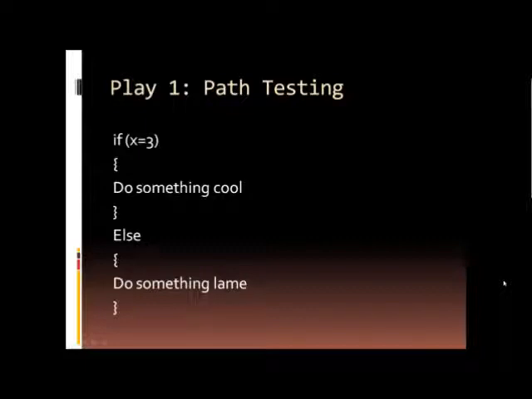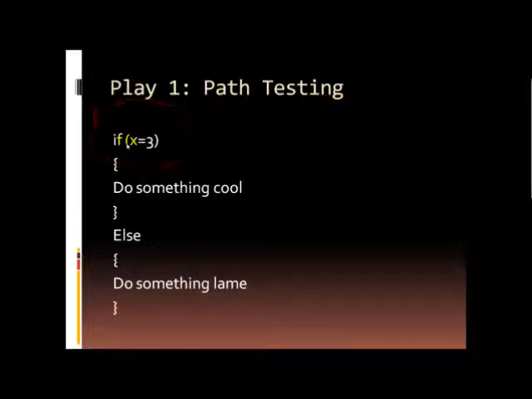Let's get the first play going. We're going to show you how it runs. Over here, we got a little code, just a little pseudocode kind of thing. We have 2 paths in this code. We have a path for if x equals 3, and we have a path for any other input or any other value of x.